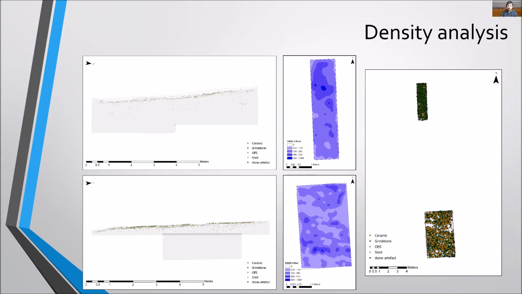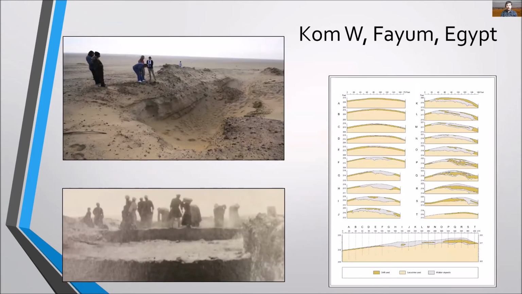Here we have taken such an approach to the Middle Holocene deposit of Kom W in the Fayum, Egypt. Kom W was excavated by Gertrude Caton-Thompson and Eleanor Gardner during their 1925 to 1926 field season. On the excavation, they revealed pits, hearth features, faunal material, stone artifacts, and pottery, among other forms of material culture.